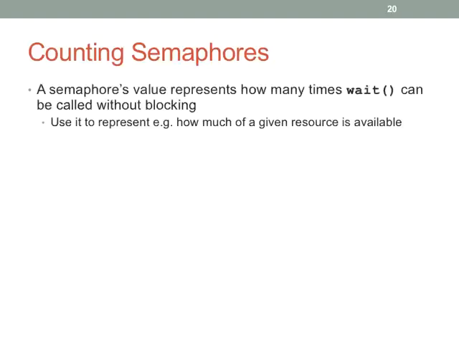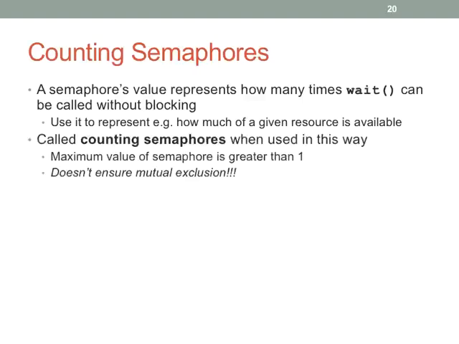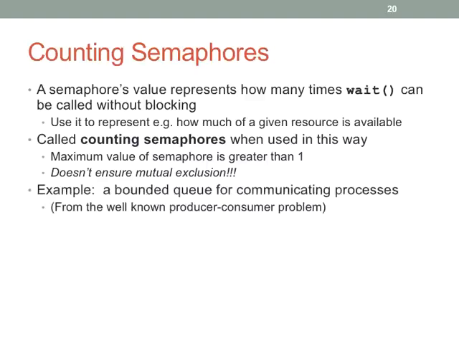Okay, counting semaphores, so you can think of that value as being a count. How many times can you call wait without blocking? So you could say, how many instances of a resource are available? How many threads do I want to be able to run concurrently? Those kinds of things. And so we call them counting semaphores when they're used in that way. And you'll notice that it doesn't really ensure mutual exclusion, because you can have multiple threads or multiple processes call wait concurrently, and they'll all get access.